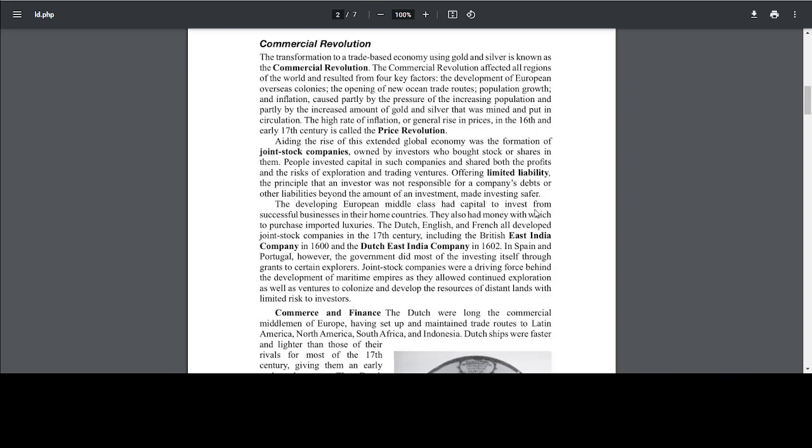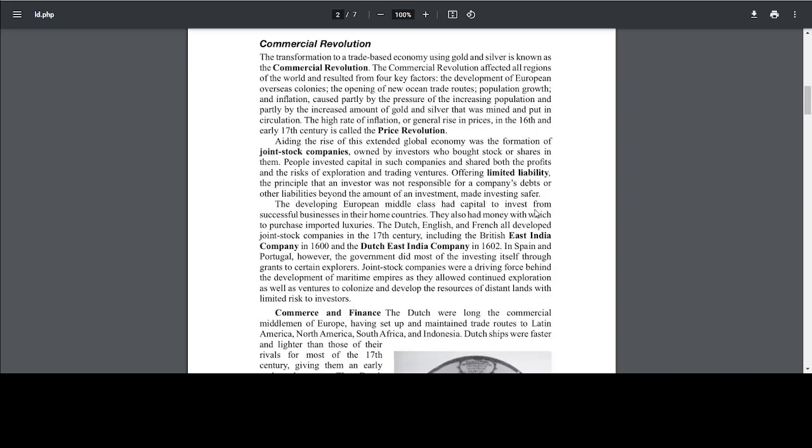The developing European middle class had capital to invest from successful businesses in their home countries. They also had money with which to purchase imported luxuries. The Dutch, English, and French all developed joint stock companies in the 17th century, including the British East India Company in 1600 and the Dutch East India Company in 1602. In Spain and Portugal, however, the government did most of the investing itself through grants to certain explorers.